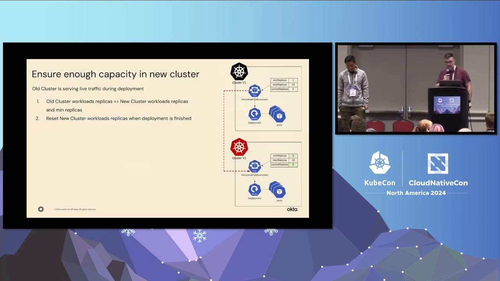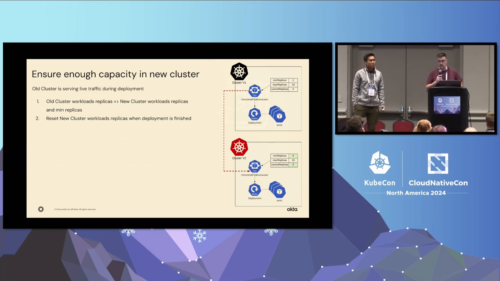So for the capacity issue, the main problem is that when we do the DNS switch, the black cluster, so the old cluster, is serving traffic up until the point we start the DNS switch process. And since we use horizontal pod autoscaling and cluster autoscaling, it means that up until that point, we cannot be sure what actual node size and replica counts are in the cluster. So what we do is right before the DNS switch, we copy over the replica counts from the old cluster to the new cluster.